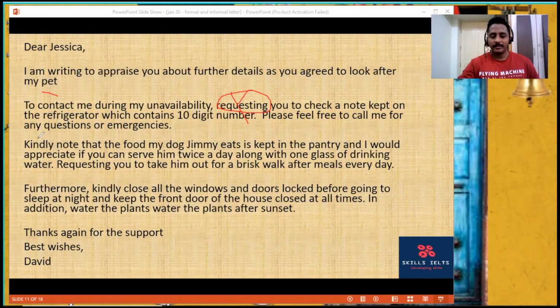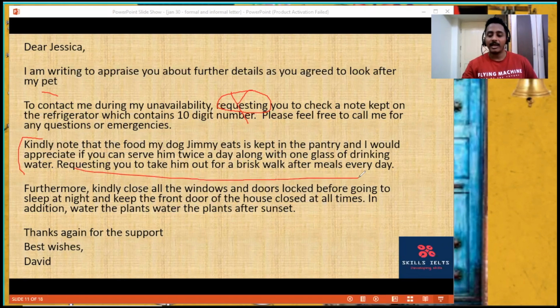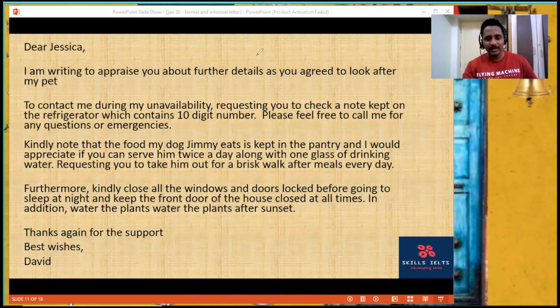Kindly note that. Can we go to this? I'm going to show all the answers in just a while. Kindly note that the food my dog Jimmy eats is kept in the pantry, and I would appreciate if you can serve him twice a day along with one glass of drinking water. Requesting you to take him out for a brisk walk after meals every day. Can you guys change this? This is pure formal. Kindly note, I would appreciate, requesting you. I would want this to be changed to informal. Give it a try. I'm telling you, give it a try.